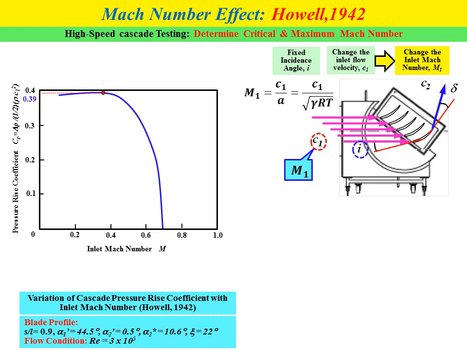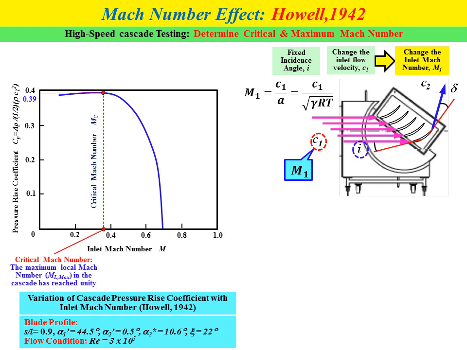And at this point, the inlet Mach number value will be referred to as the critical Mach number, where the value is around 0.36. We have this critical Mach number because at this condition, the maximum local Mach number, ML max, in the cascade has reached unity. This condition we already discussed in a previous slide, when we discussed the basic information about the Mach number.